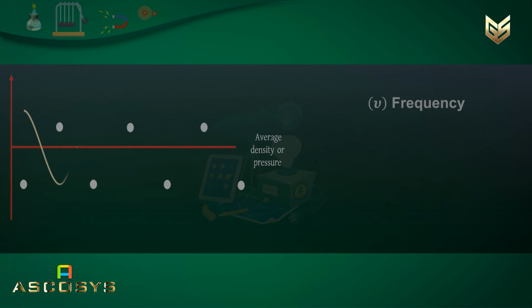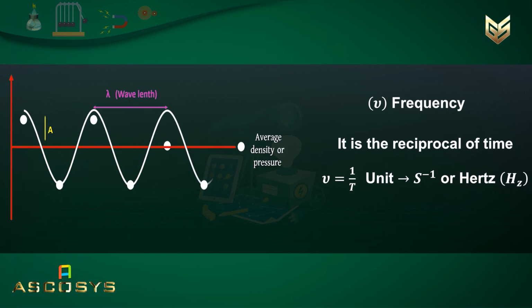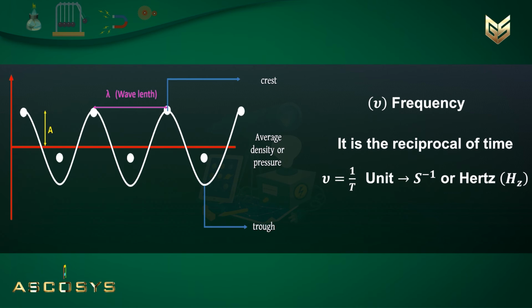Next is frequency. Frequency is the reciprocal of time, given as S inverse. Unit will be S inverse, second inverse, or we can call this one hertz. Frequency is actually the number of repetitions this wave is taking place in one period. Number of repetitions in a particular time is known as its frequency. It is given by the reciprocal of time.